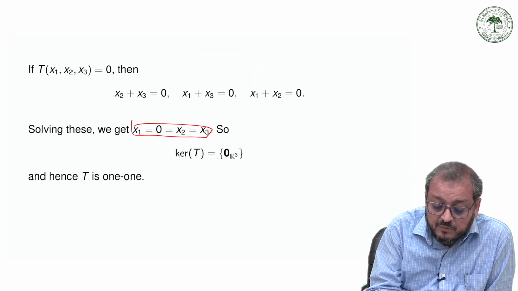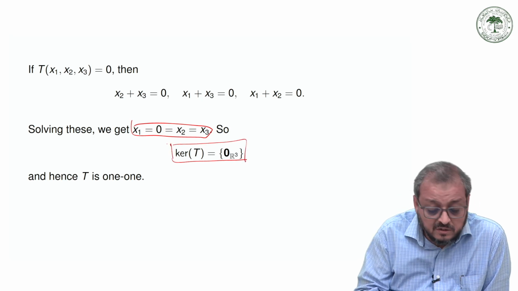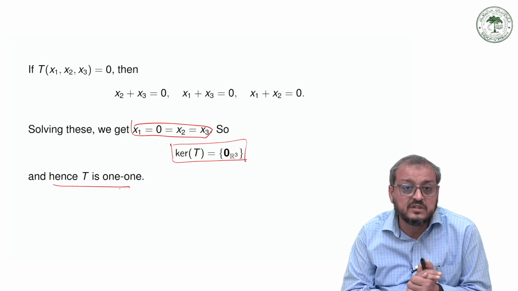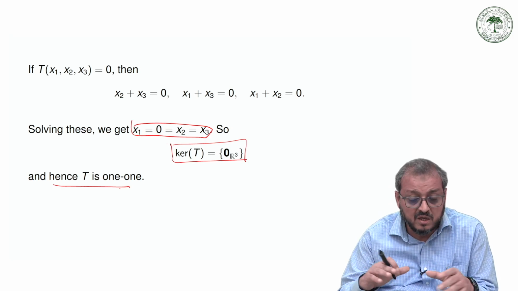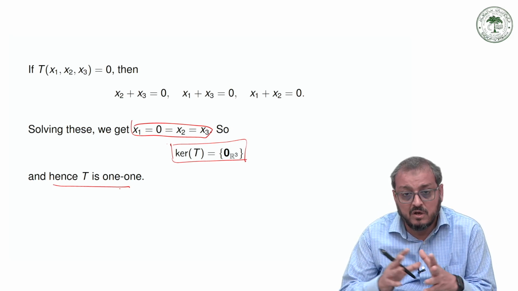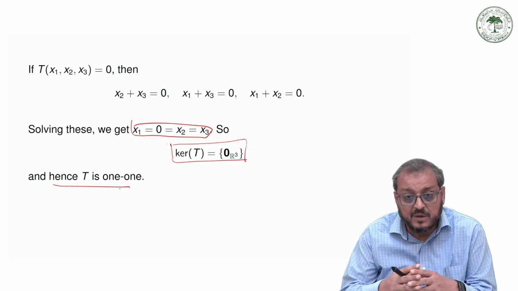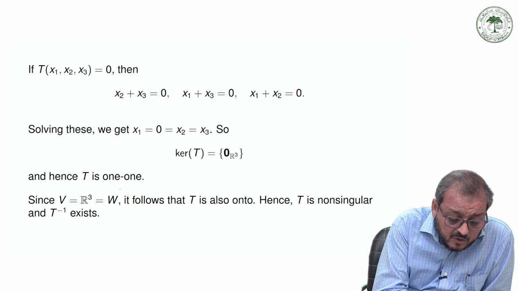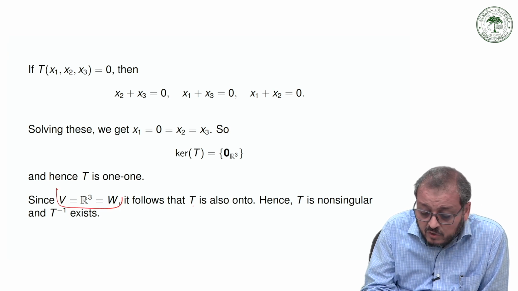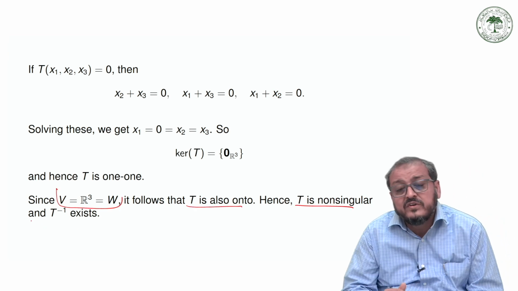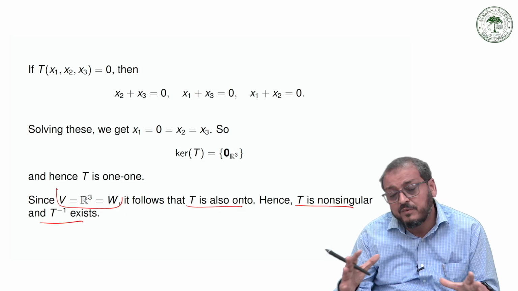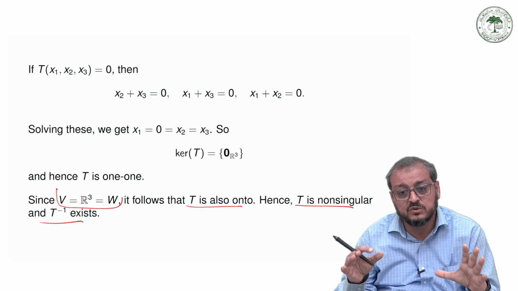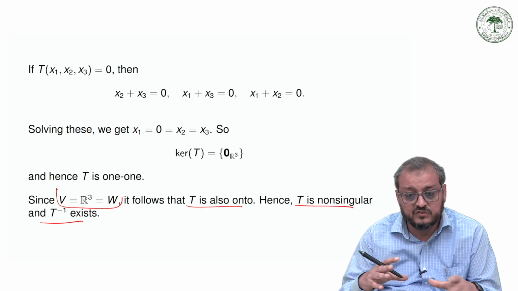So the kernel of T is equal to {0} in R3. So we can say that T is one-one, and directly we can also say that T is onto, because both vector spaces have the same dimension. Otherwise we can also find that the range of T is equal to R3, so clearly T is onto, hence T is non-singular and T inverse exists. So the first part of this problem is done, where we had to show that T is a non-singular linear transformation.